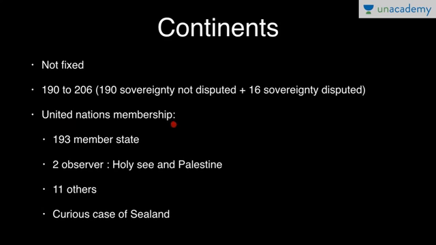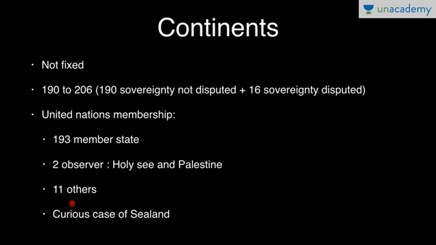Now United Nations membership is basically there are 193 member states. Then there are 2 observer states. These include Holy See. Holy See is related to which nation? Vatican City, and Palestine, obviously. So these are the 2 observer states. They are non-member states, and there are 11 others. So total makes it 206. The classification is according to United Nations membership.